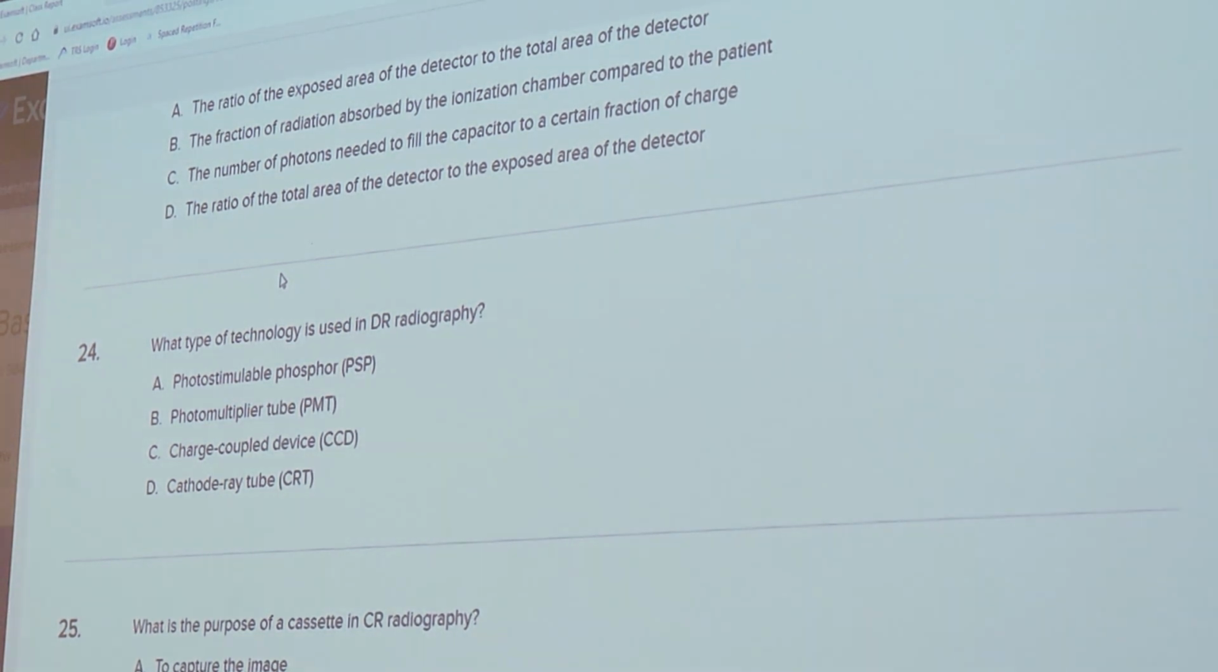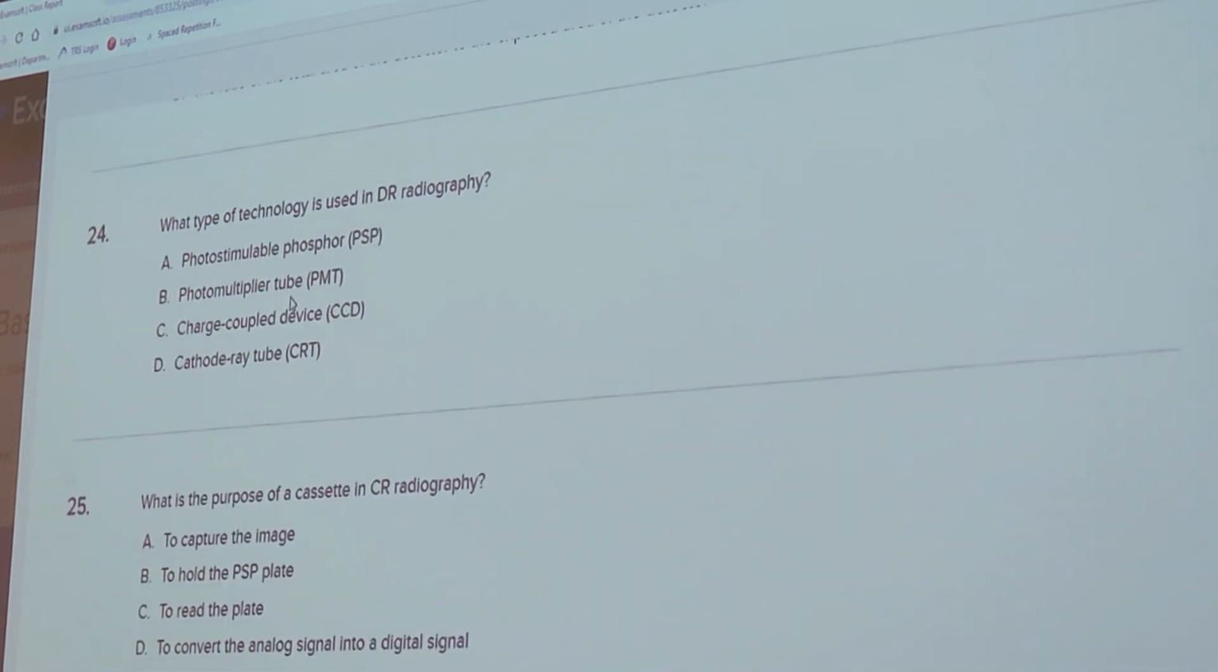Indirect. Very good. And our final question. Final last one. This has to be the hardest one out there. What is the purpose of the cassette in CR radiography? And then bonus question, how many layers are in the PSP plate?